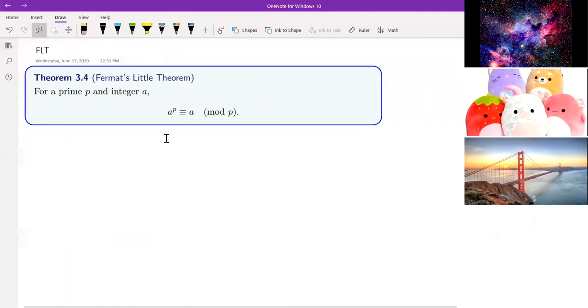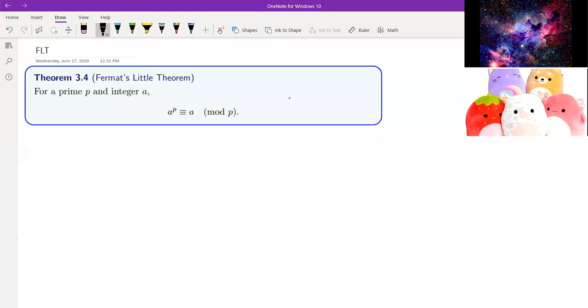So now we're going to talk about exponents. There's a theorem known as Fermat's little theorem. So basically, for a prime p and an integer a, we have that a to the power of p is congruent to a mod p. So you can verify this for a lot of numbers. I'm not going to bother verifying it this time. But we're going to try to prove this now.